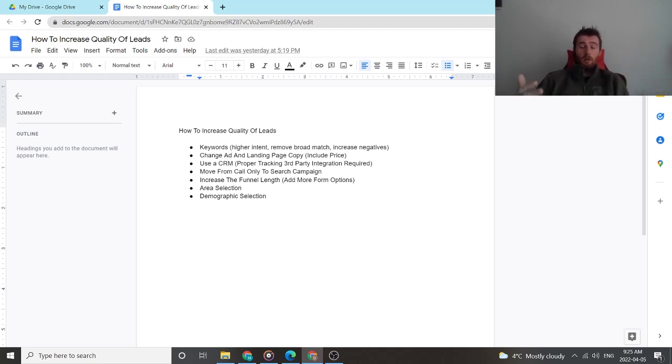Sure, because they're not immediate. But if it's a really big deal, I would recommend switching to a search campaign, and it would definitely help remove some of those losers and bring in more winners. And the next thing is increase the funnel length.